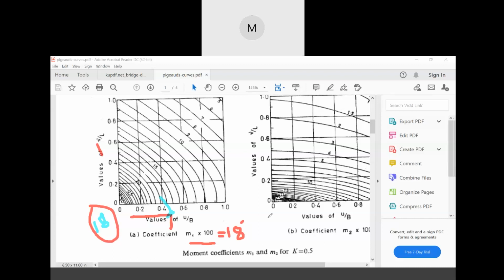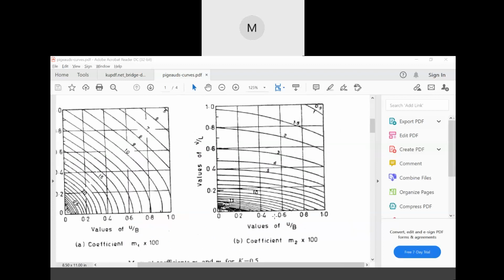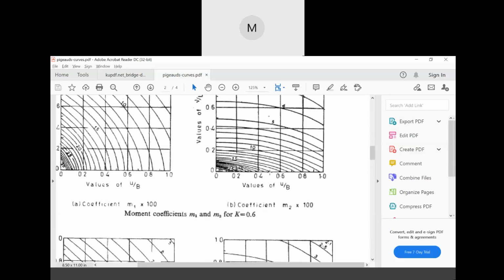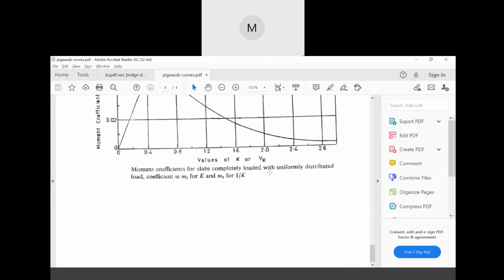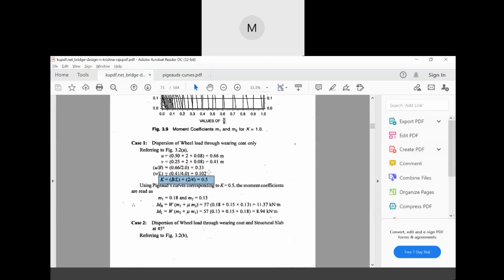So in this way we found out small m1. Now similarly from this diagram and u by b and v by L values, you will be finding out small m2. Okay, is it okay everyone? So eventually what we are getting, small m1 as 0.18 and small m2 as 0.13. Fine, I hope this is clear.